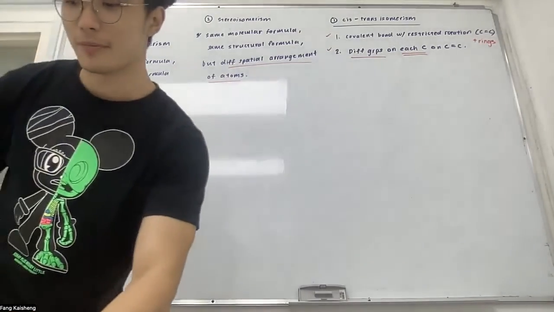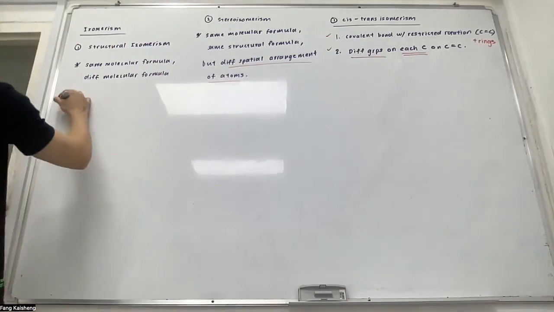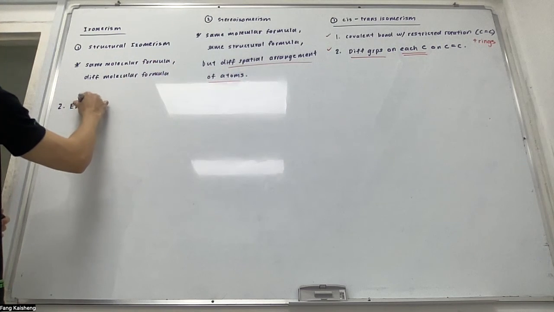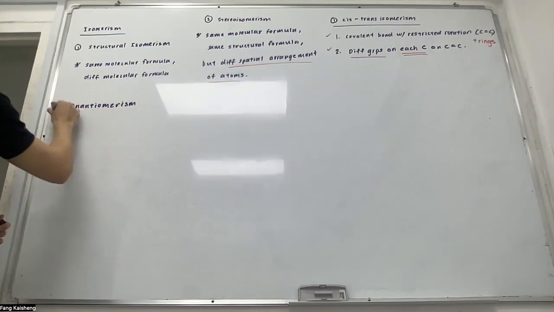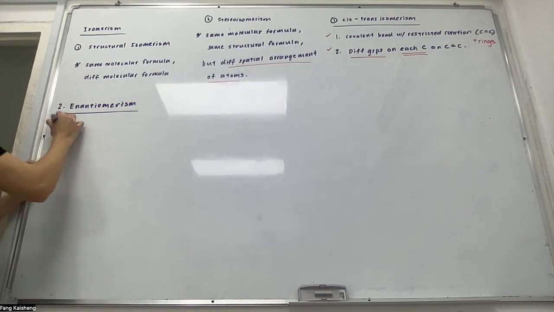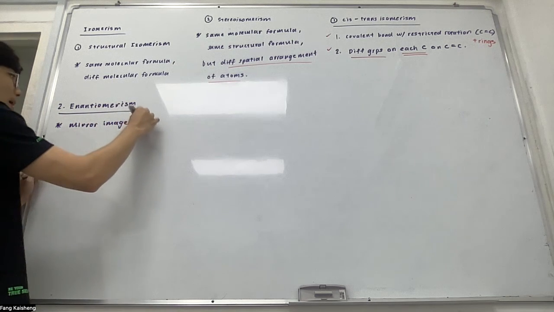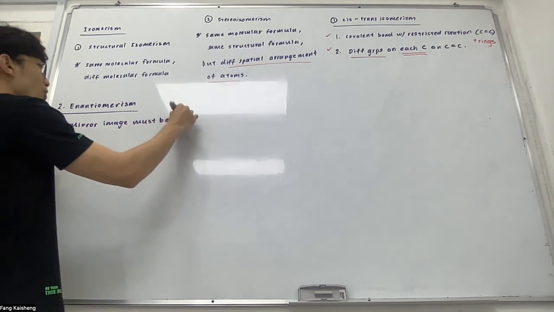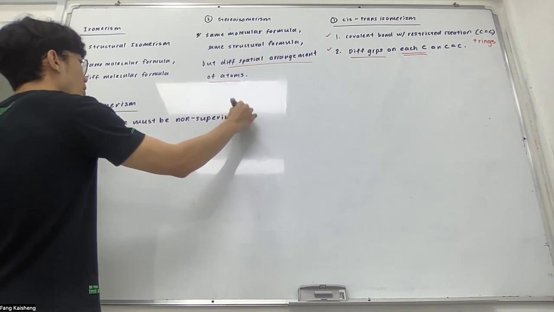Okay, see this first page, page 49. I'm going to write down the definition first. If we look at an enantiomer, to form an enantiomer, we need to fulfill two criteria. Or more specifically, take note of this: the mirror image must be non-superimposable on the normal image.